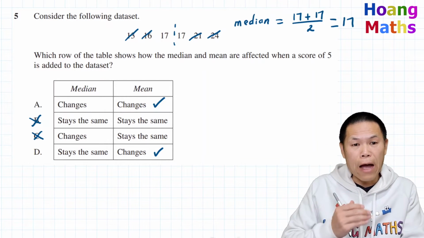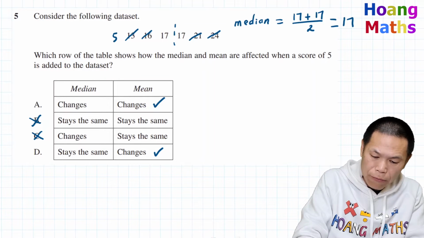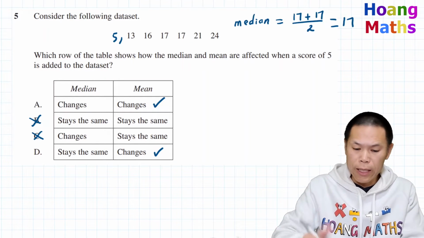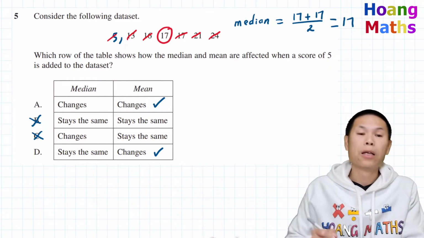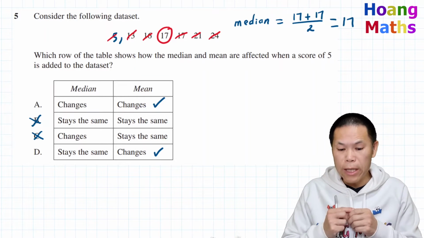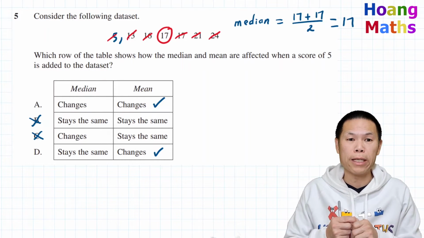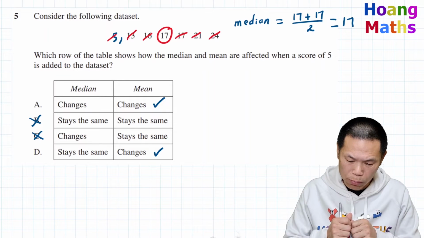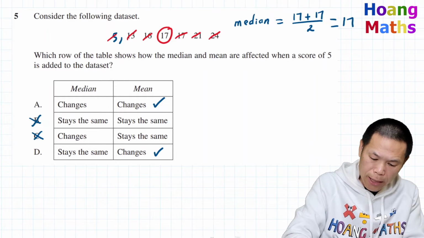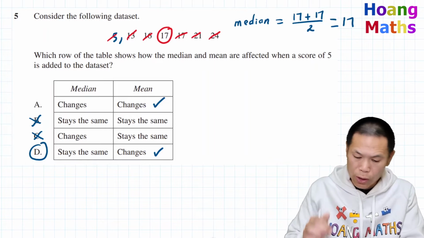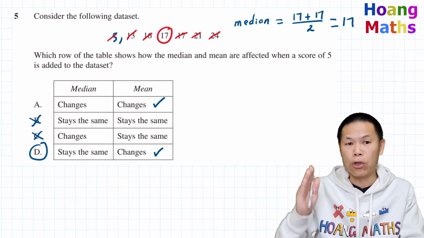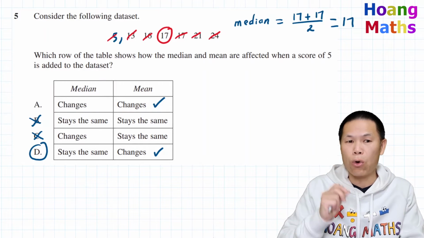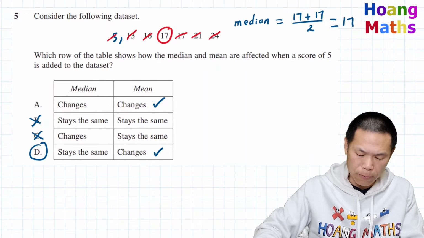So now let's add 5 to it. So if I put a 5 here, so the median is, so we just cross out 1, 2, 1, 2, 1, 2. So this is the median. So therefore, the new median is exactly the same as the old median. So therefore, the answer should be D. So the answer is D. Because median stays the same and the mean is actually lower, okay? The new mean is lower than the old mean. So keep that in mind.